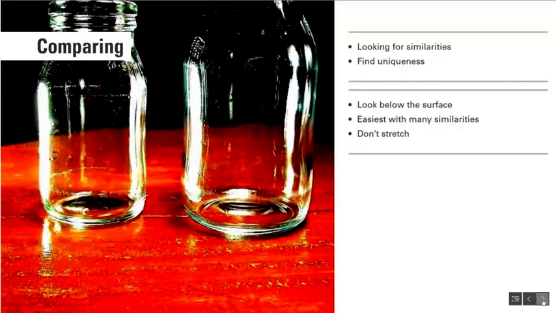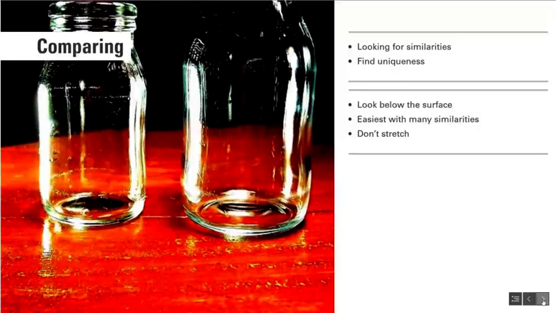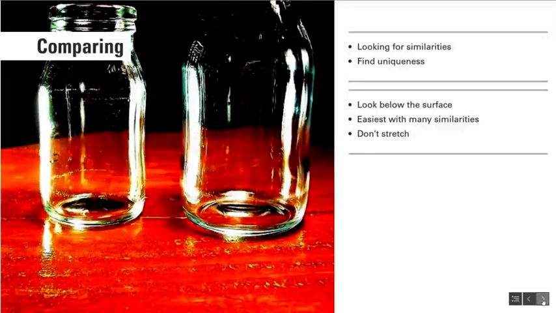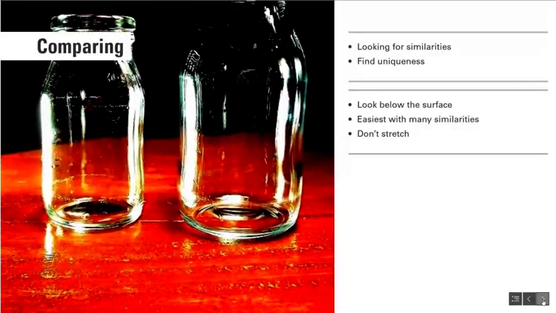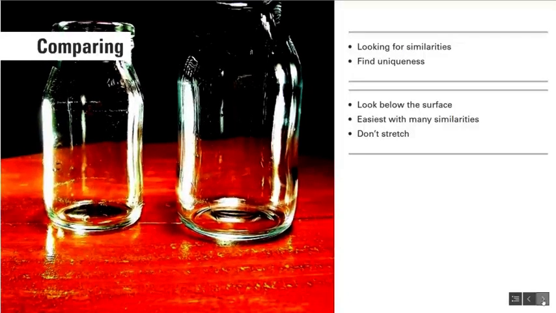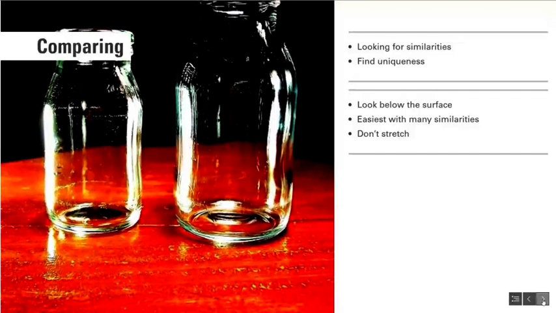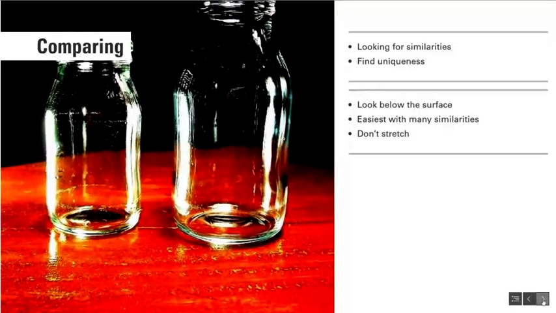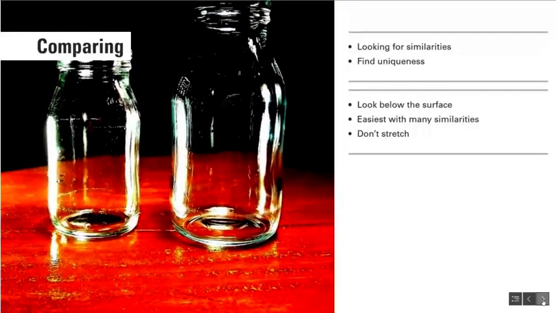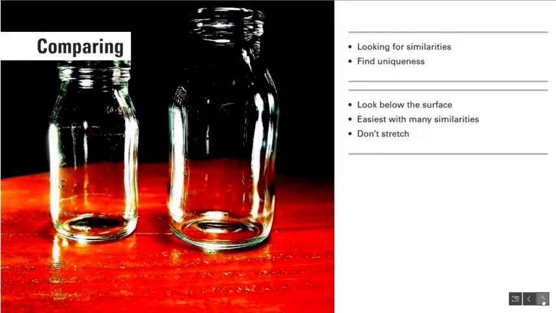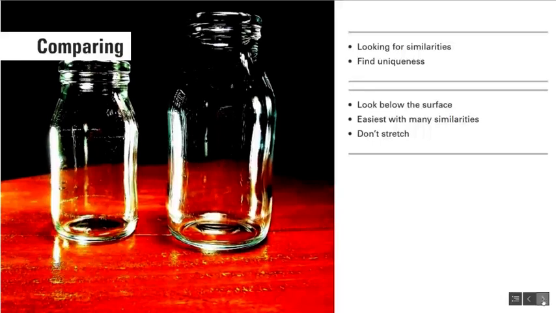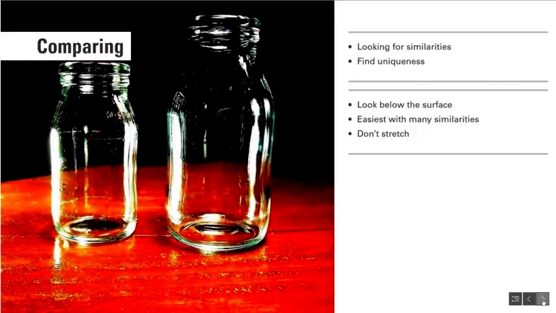Those jars have some similarities, but find the uniqueness about them. Maybe one of the jars used to have milk in it, the other one used to have orange juice in it. Find the specific uniqueness that you are going to compare with your items. What I mean by finding the uniqueness is there's going to be something interesting or specific about them that's not right on the surface.